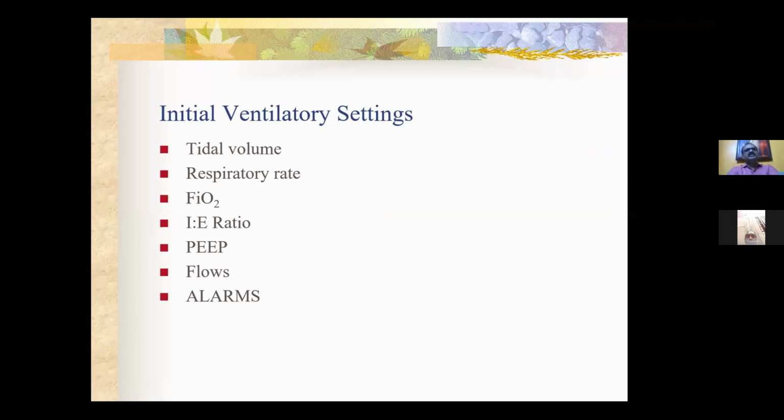When the patient comes in, we think that the patient needs invasive ventilation. We are going to intubate the patient, and once intubated, we have to set the ventilator. We have selected the ACMV mode. So once we select the ACMV mode, we are going to select what will be the tidal volume. So one dial that we are going to change is the tidal volume. Then the other one will be the respiratory rate.